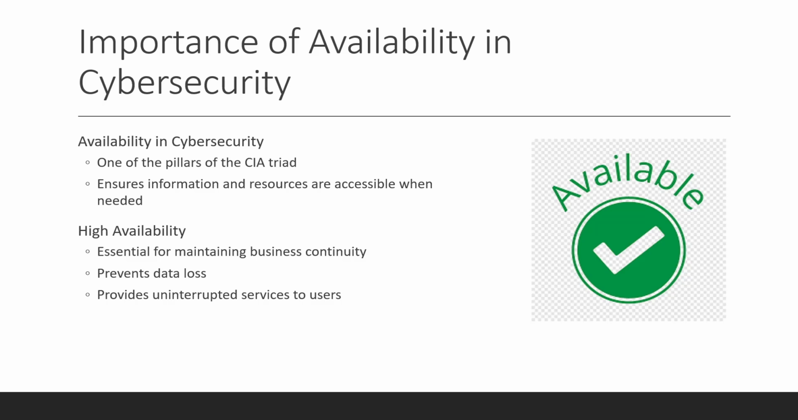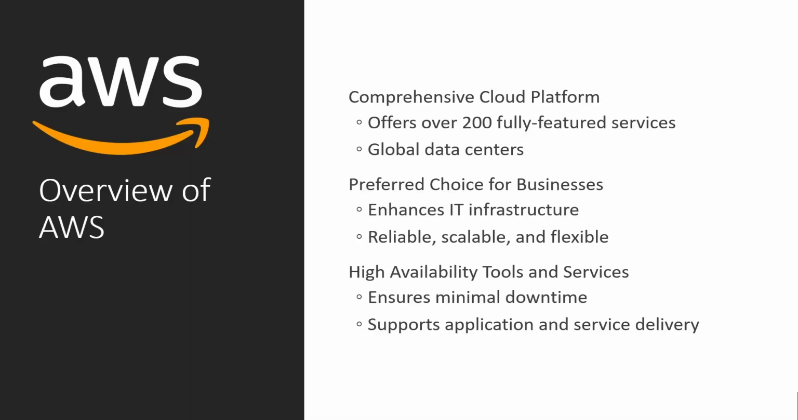So, AWS is a comprehensive cloud platform, and it offers over 200 fully featured services from global data centers. It is the preferred choice for businesses, enhancing IT infrastructure with reliable, scalable, and flexible solutions. And it provides high availability tools and services, ensuring minimal downtime and supporting seamless application and service delivery.